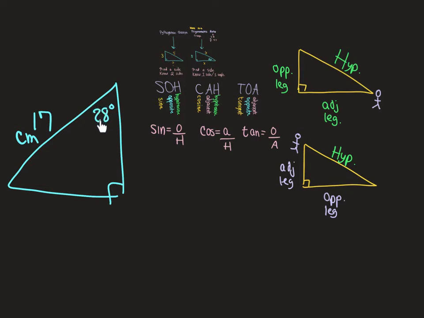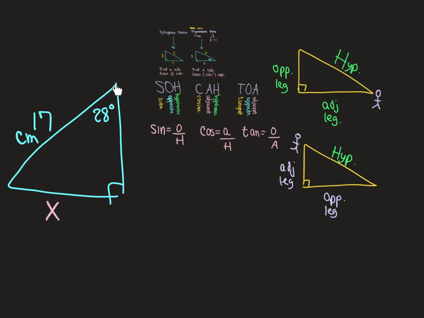It's a 28-degree angle, and I'm given the hypotenuse. I want to find that leg. So I need to go back to my SOHCAHTOA, and I say, well, I've got an H. I've got a hypotenuse. That means it can't be TOA. This one has no H's in it. It's either got to be SO or CA. I'm either using sine or cosine because they both have a hypotenuse in them.